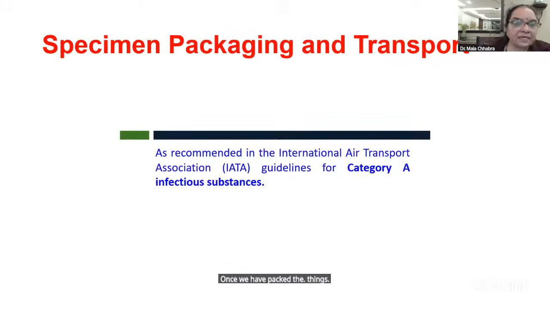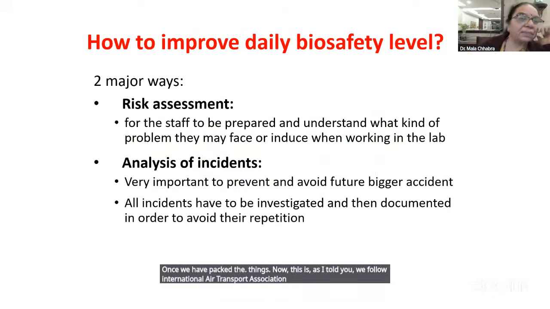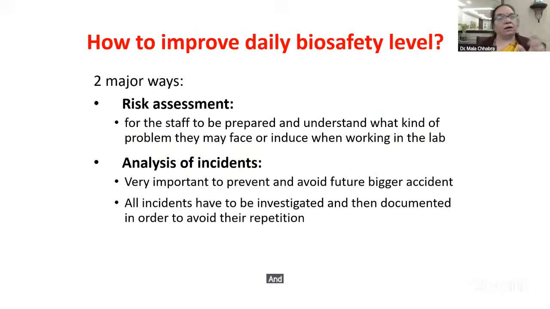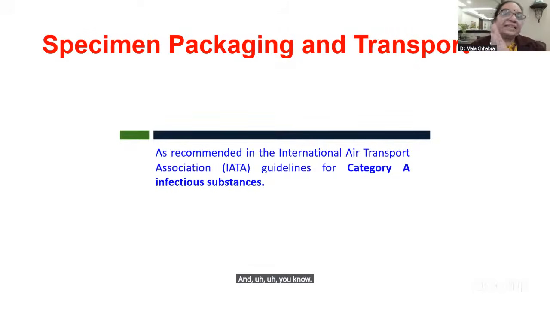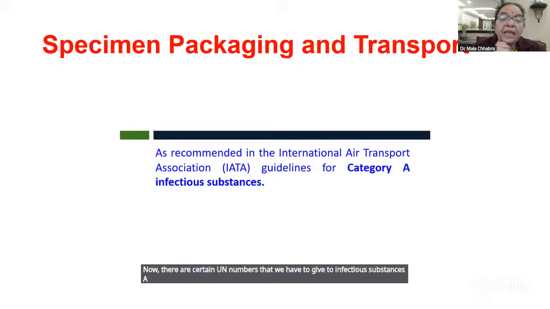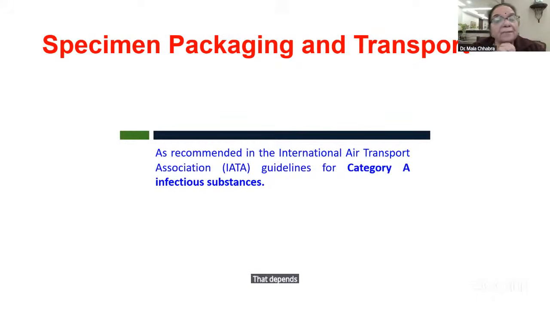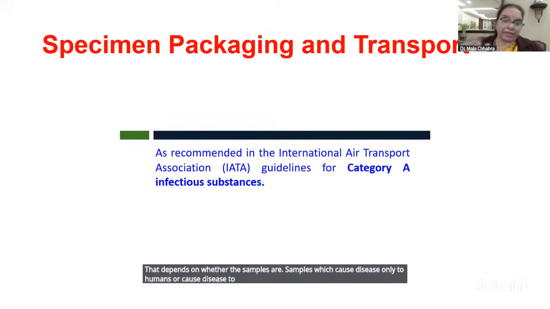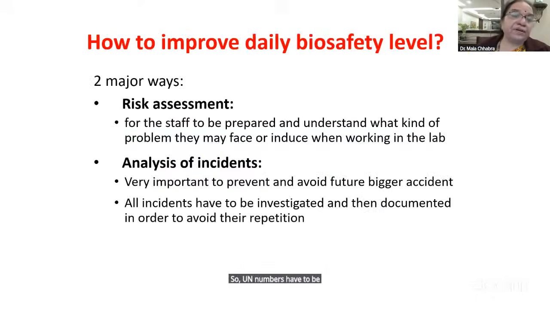Now, as I told you, we follow International Air Transport Association guidelines, and only then transport the samples. There are certain UN numbers that we have to give to infectious substances A and B. That depends on whether the samples cause disease only to humans or cause disease to humans and animals together. So UN numbers have to be written, and they are given everywhere.